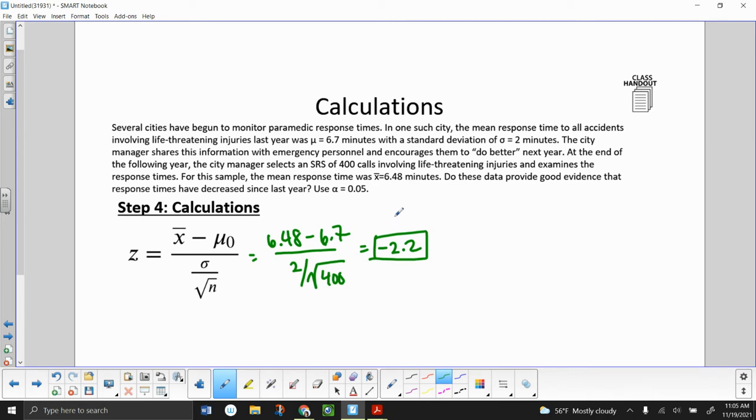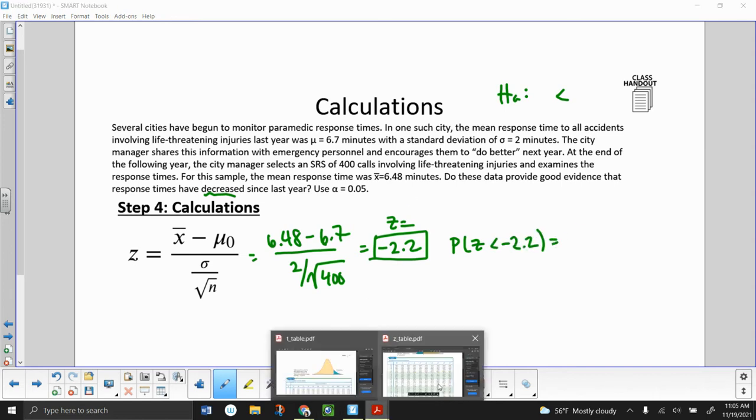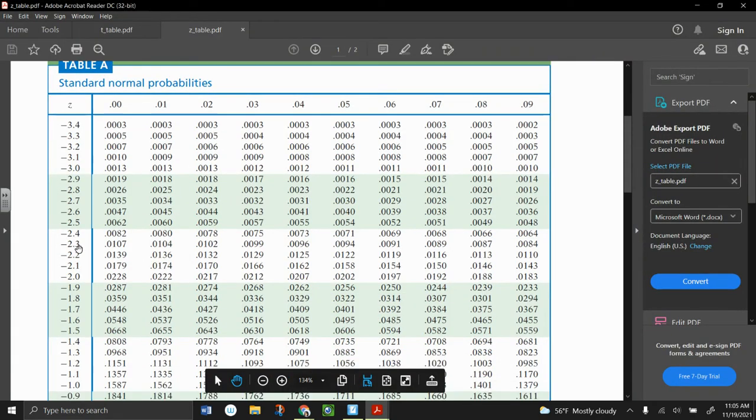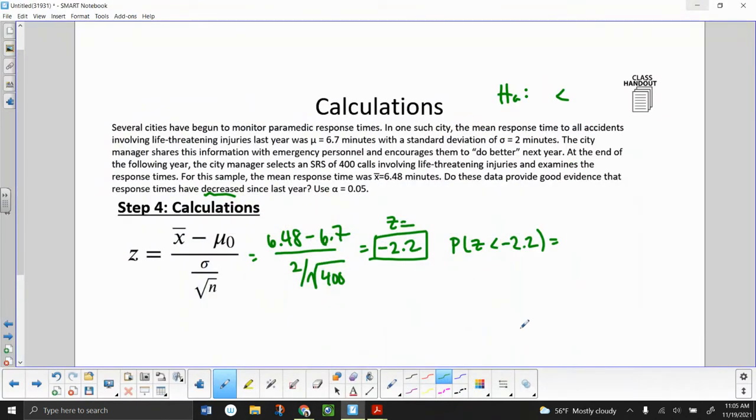So remember, we are using z in this case. And then our alternative hypothesis had a less than symbol because we're looking for probability that's decreased. So we're trying to find the probability that z is less than negative 2.2, which means that we should just be able to look up that value in our table, and that will be our p-value. So negative 2.2 is going to be 0.0139. So there's our p-value.